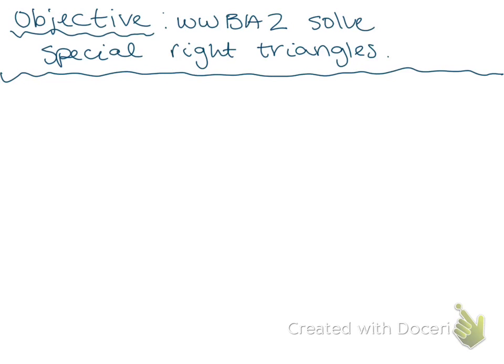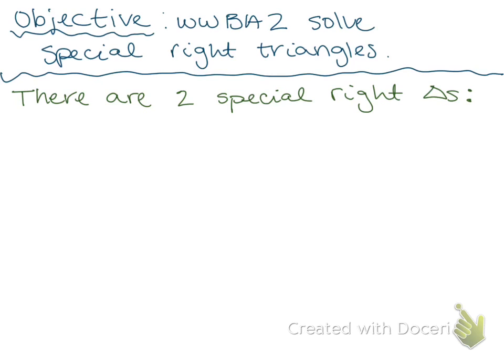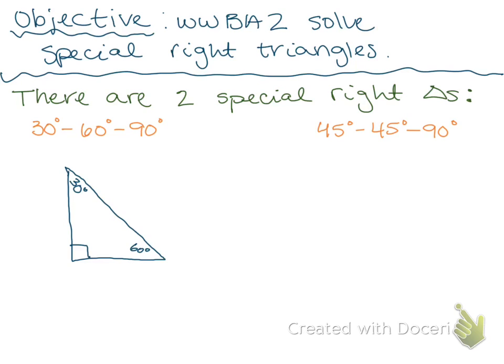Today's objective is we will be able to solve special right triangles. There are two special right triangles, 30, 60, 90 and 45, 45, 90. Here's an example of a 30, 60, 90. Notice there's a 30-degree angle, a 60-degree angle, and a 90-degree angle. Hence the 30, 60, 90.